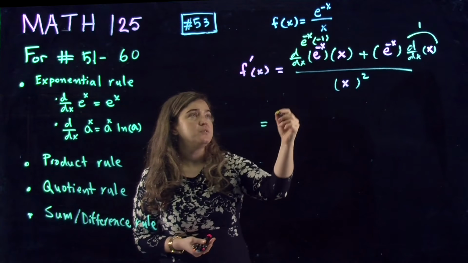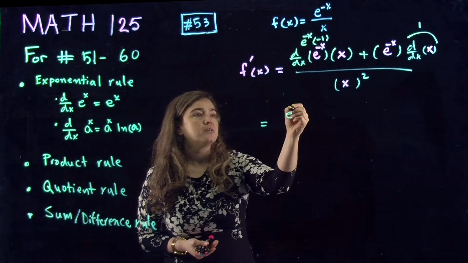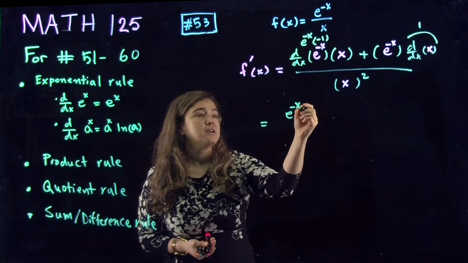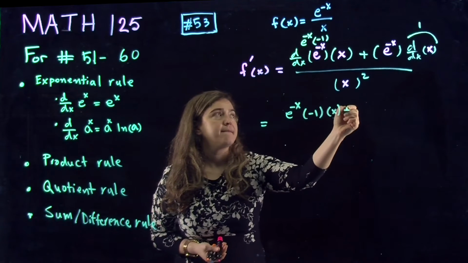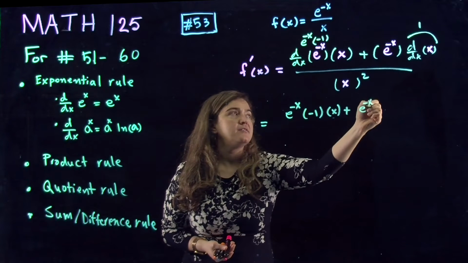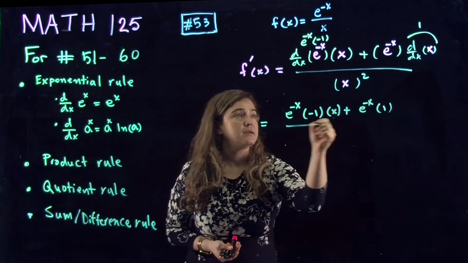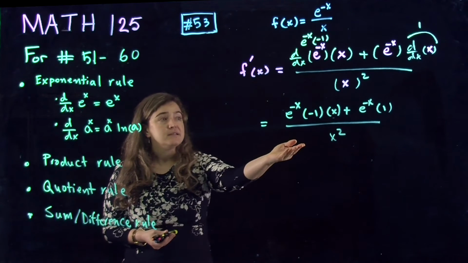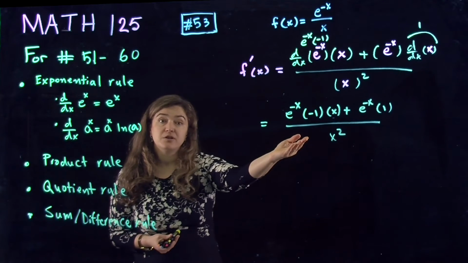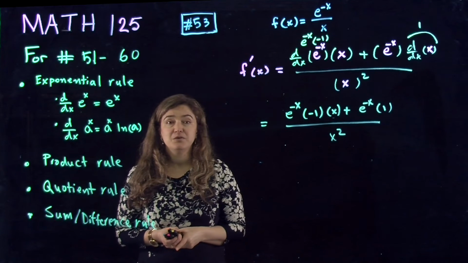So the answer is going to be e to the power negative x times negative 1 times x, minus e to the power negative x times 1, divided by x squared. This is the answer you can enter in your gateway exam, and no need to simplify.